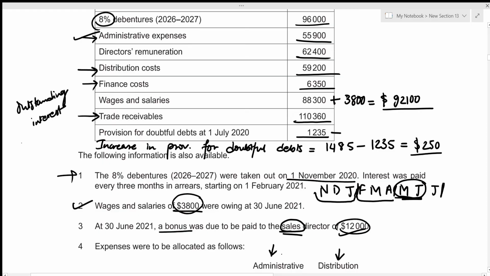So outstanding interest relates to 2 particular months. If we multiply the debenture amount with the debenture interest rate, this gives the interest for a total of 12 months, but we only require the interest for 2 months. So we can just multiply it by 2 by 12. Right? So this gives the outstanding interest to be 1,280. So the total amount to be included in our finance cost is going to be the balance, which is 6,350, and then our outstanding interest of 1,280.